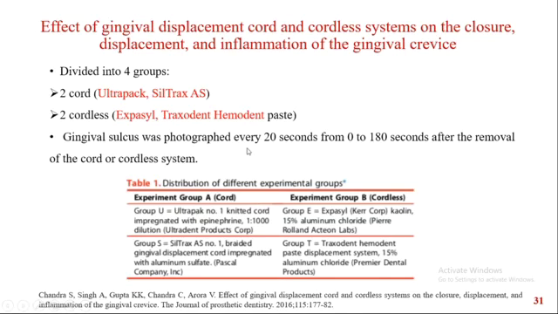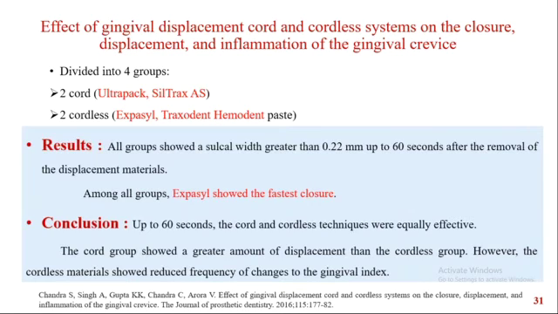The gingival sulcus was photographed every 20 seconds from 0 to 180 seconds after removal of the cord and the cordless system, and the gingival bleeding index was recorded at intervals of 1, 7, and 10 days. The results of this study showed that all groups showed a sulcal width greater than 0.22 mm up to 60 seconds after the removal of the displacement materials.